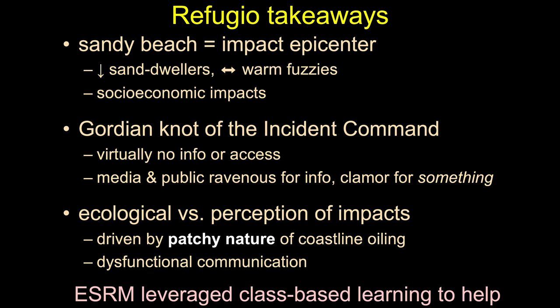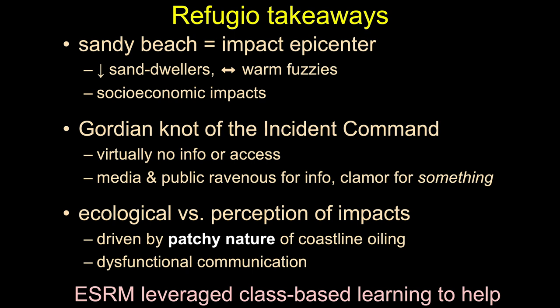Okay, so the key takeaways from this Refugio oil spill are that the sandy beach was the impact epicenter in this case, most likely strongly harming sand dwellers, with unclear harm to the overall vertebrate community. Clearly some impacts, but not as massive as people initially feared. Several socioeconomic impacts mostly lasted relatively briefly, on the order of weeks, and then recovered in terms of people's spending, et cetera.